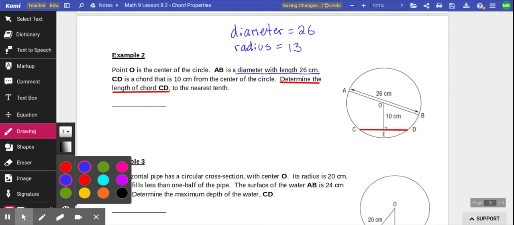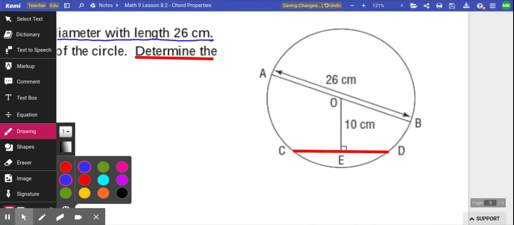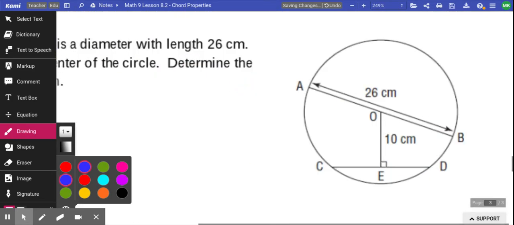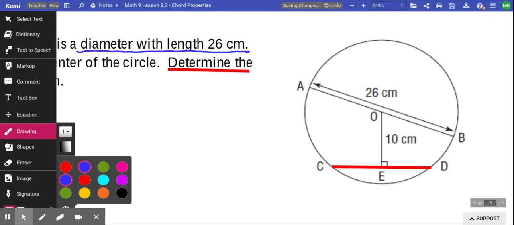Awesome. Looking at this, I'm trying to find the length of that chord. There's no nice way for me to figure out that whole chord at once. But what I am going to do is I'm going to realize that when I have a chord and it's being cut by a line that touches the center, and it creates a 90-degree triangle, that if I could figure out half of the chord, that would be equal to the other half of the chord.